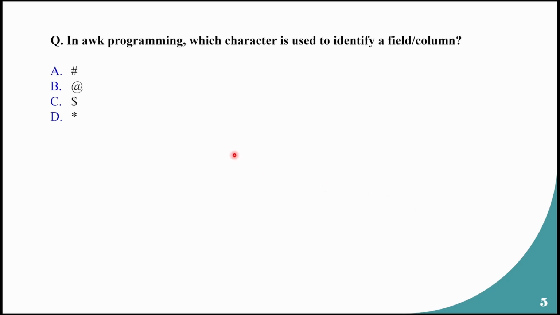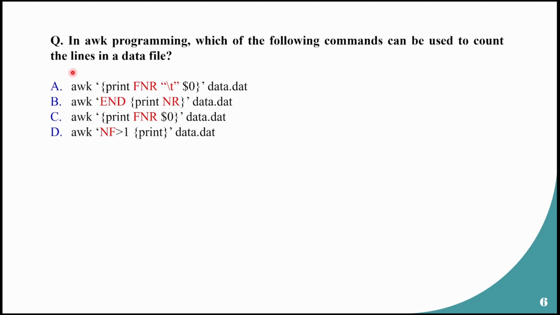So we saw that you can identify a field or a column using a dollar symbol in awk programming, and we looked at some examples of that. For example, here we have awk END print NR data.dat, which will give you the total count of lines in a data file. Okay, so the count of lines is sometimes important.